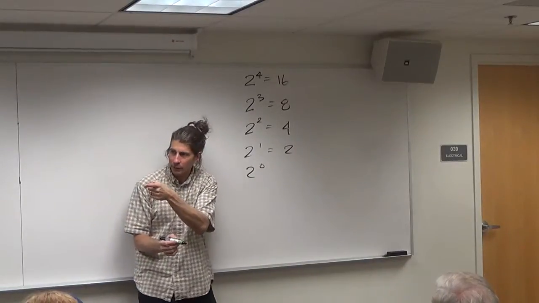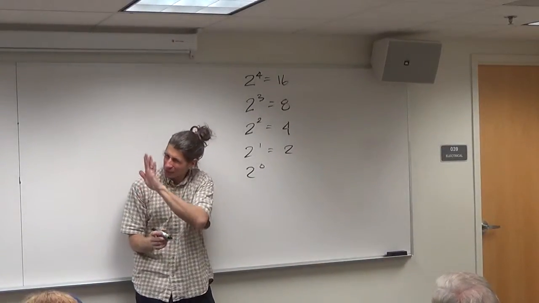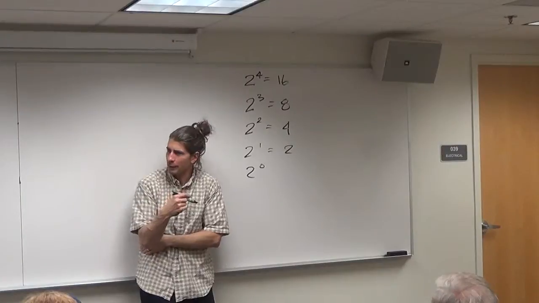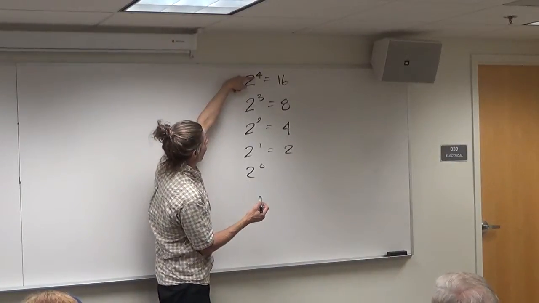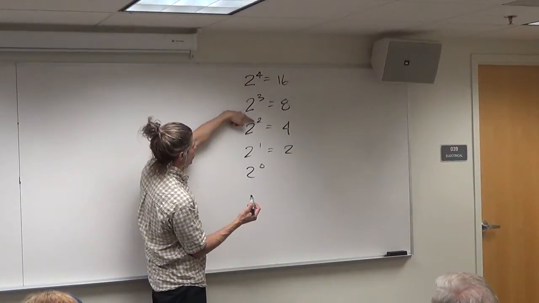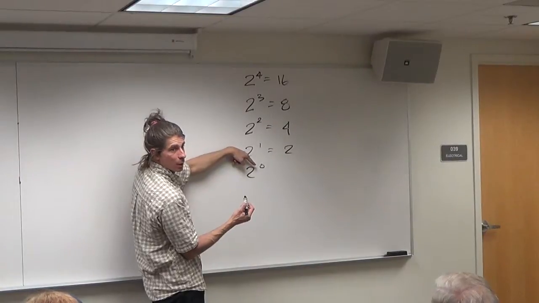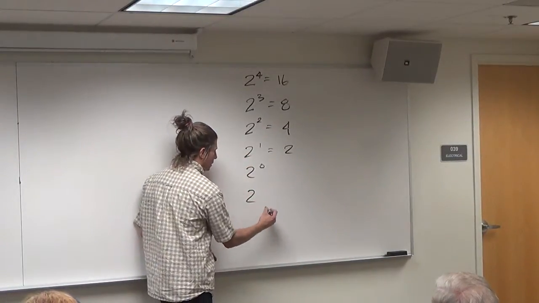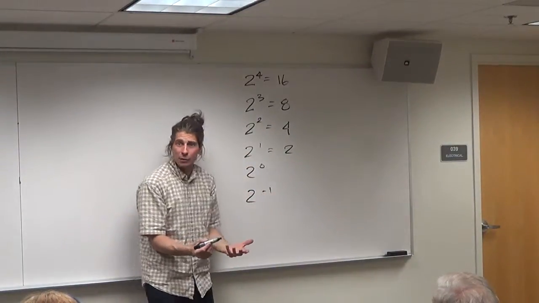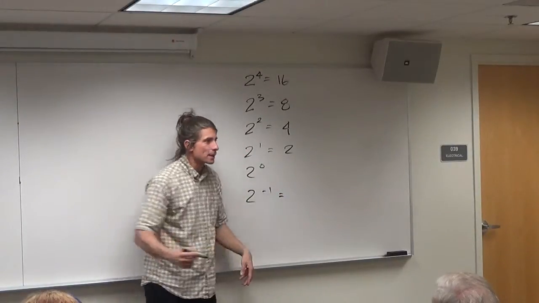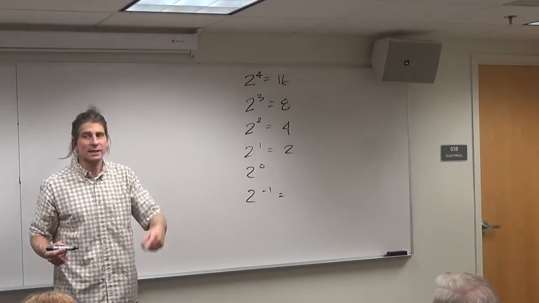We think it's 1. But instead of knowing that it's 1, let's see if we can figure out why it's 1. So the pattern here is 4, down 1 is 3, down 1 is 2, down 1 is 1, down 1 is 0. What should the next one be? 2 to the negative first. What's 2 to the negative first, friends? 1/2. Good, it's a half.